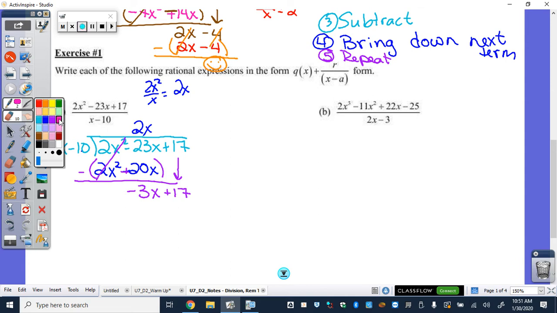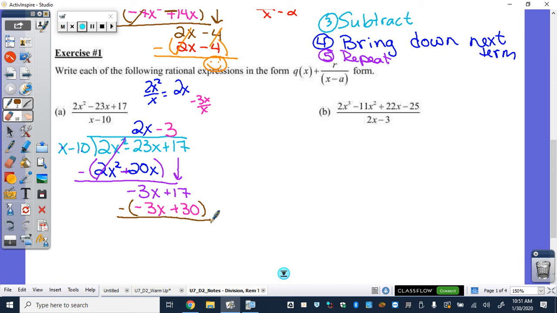So what's going to be the next part of our quotient? Negative 3. So we divide that negative 3x by that first part of our divisor, the x. So we're left with negative 3. So that's the next part of our quotient. Multiply those. Negative 3 times x is negative 3x. Negative 3 times negative 10 is 30. Does it work out so nice this time? No, we end up with a remainder this time. So when I subtract, our x's cancel. My 30 turns negative, so I get a remainder of negative 13.